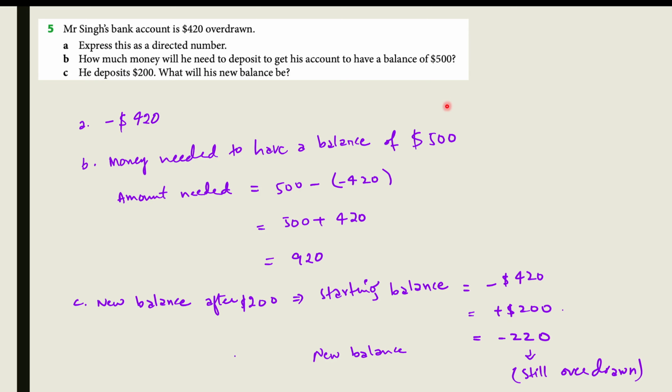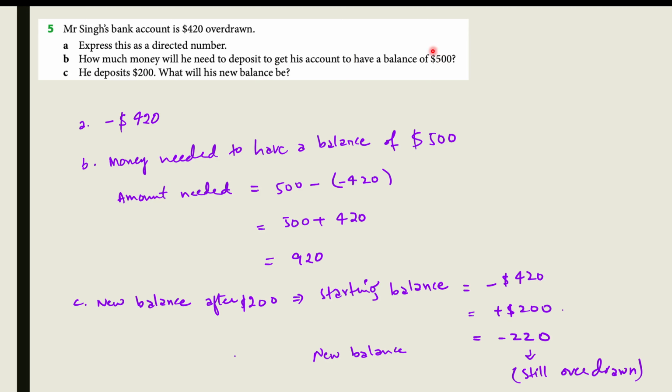When we write about the $20 overdrawn, since you're in debt, we usually represent it as negative. So the first part of the question is to express this as a directed number. Since this is overdrawn, we are in debt, therefore we use the negative sign: minus $20. The second part of the question is how much money will be needed to deposit to get his account to have a balance of $500.